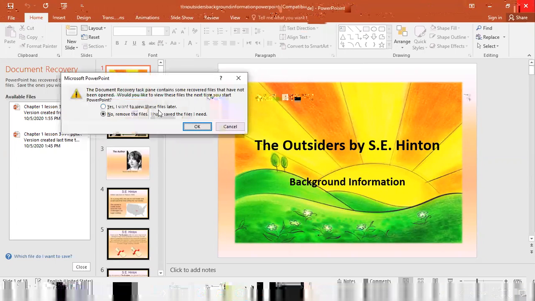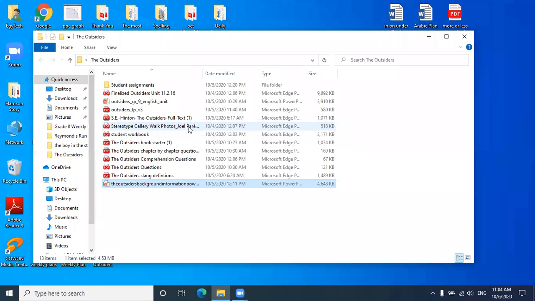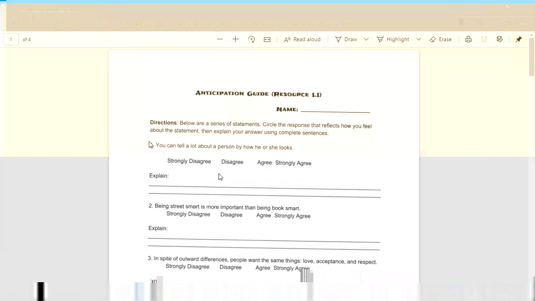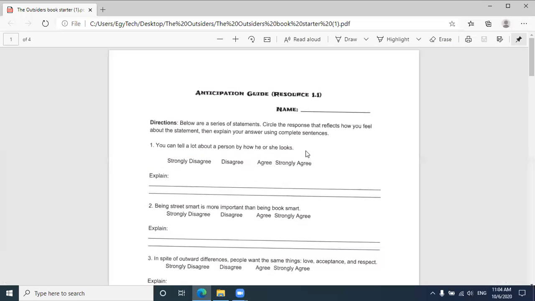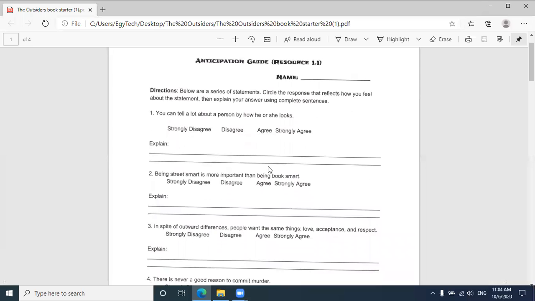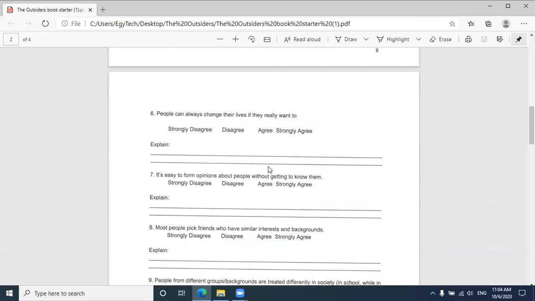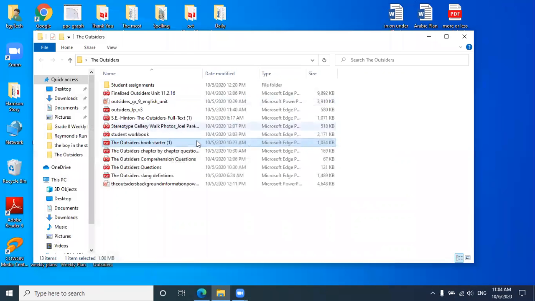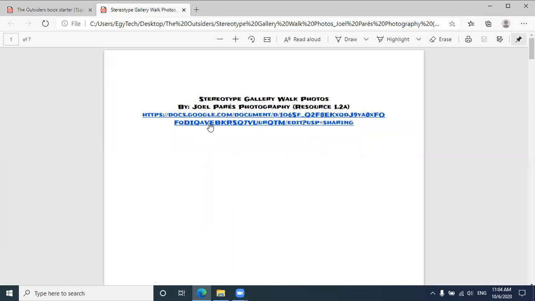We also played a small game about opinions. As a book starter, we asked different questions. Can you tell a lot about a person by how he or she looks? Some students agreed in class and some disagreed. I'll be posting this for you to answer on your own to see how you form your opinions. Then we looked at pictures.